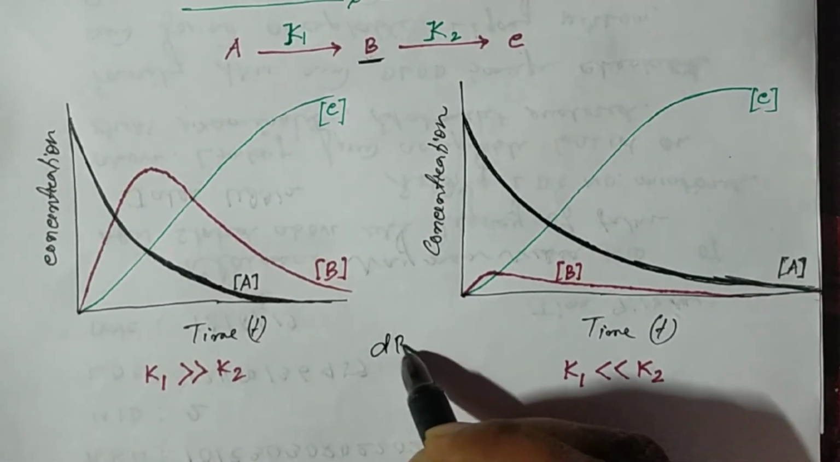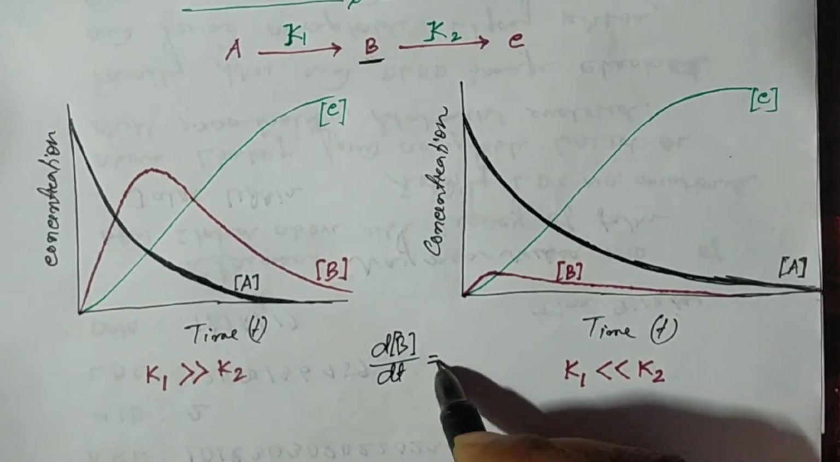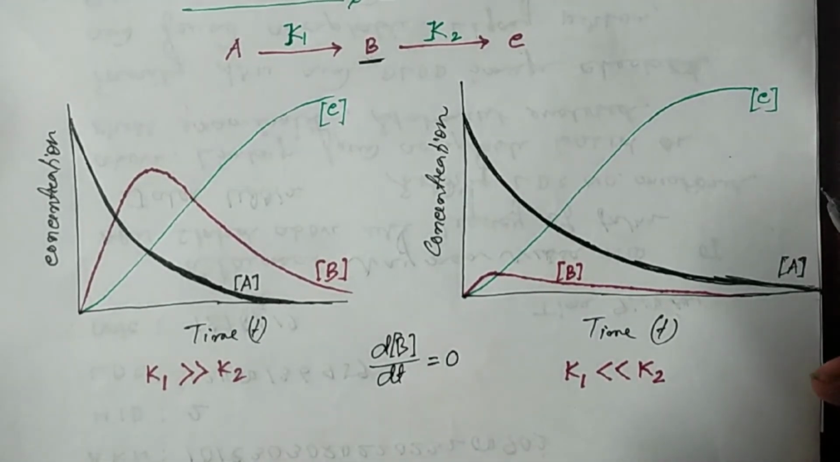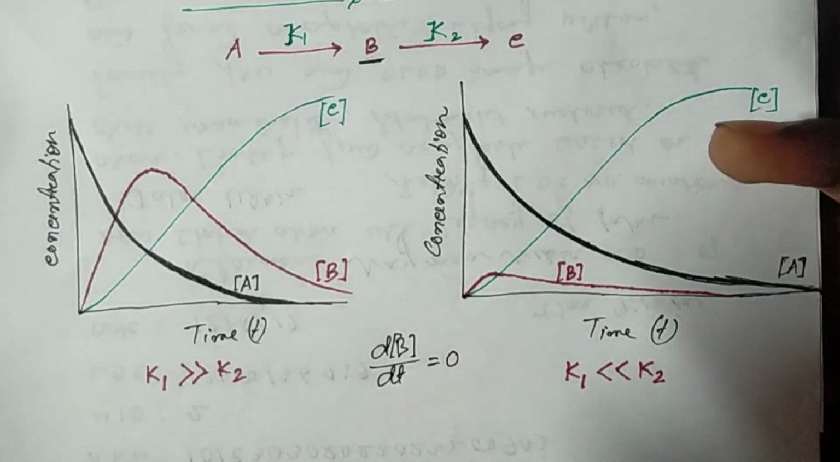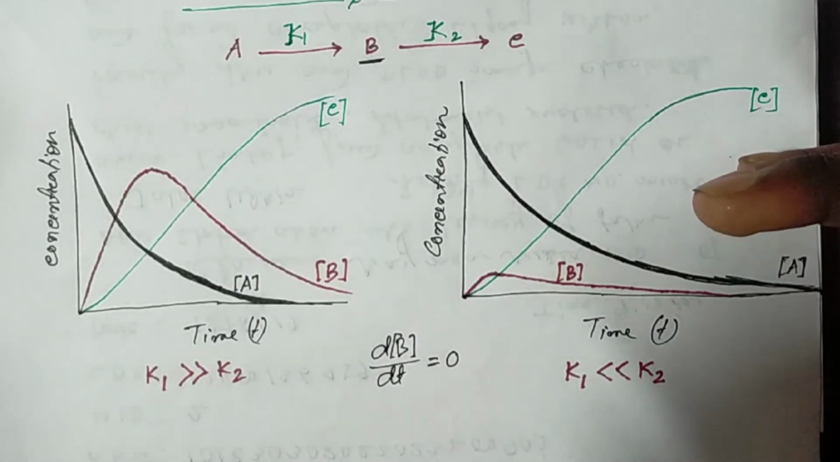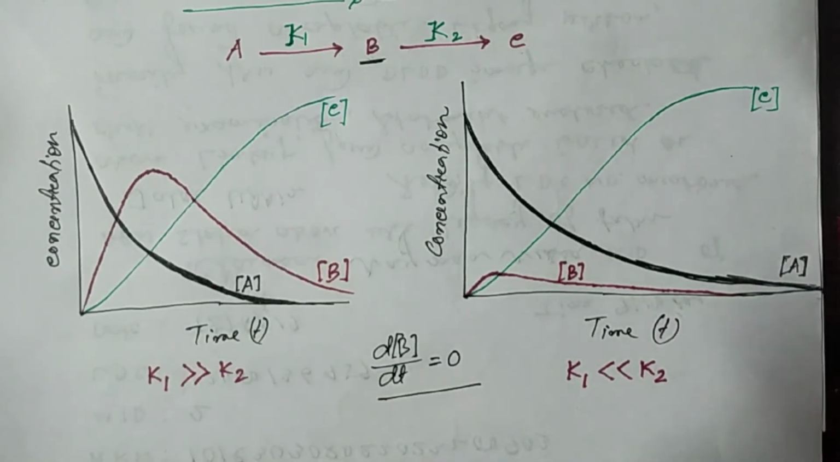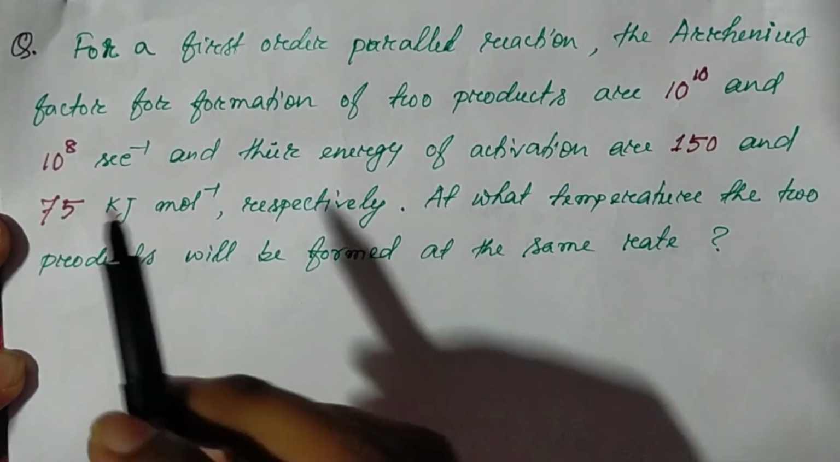Mathematically it is written like this: dB/dt is equal to 0. So if the steady state approximation is applied, then the derivative of the concentration of the intermediate is set to 0. Okay, this one. Now let's solve a problem.